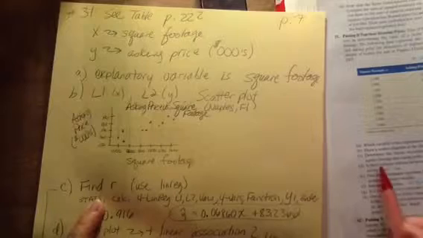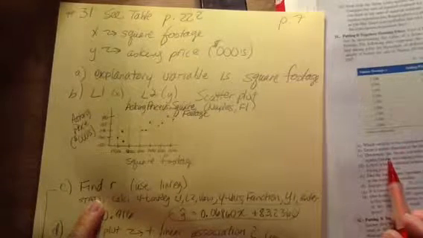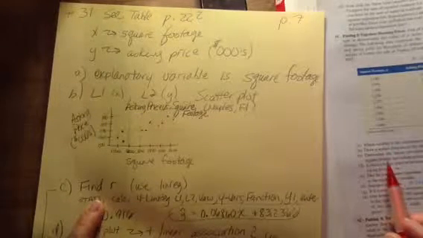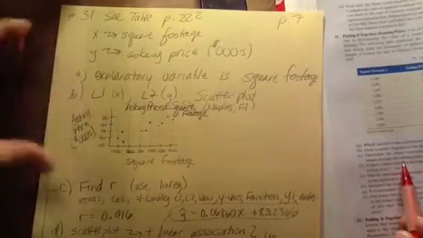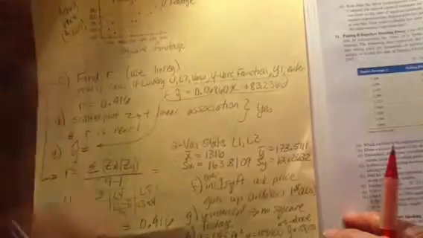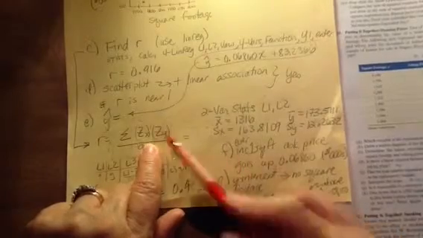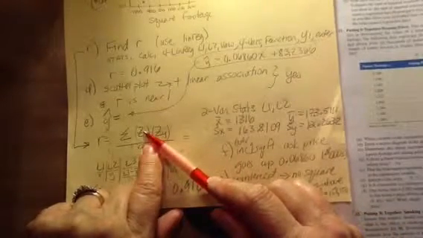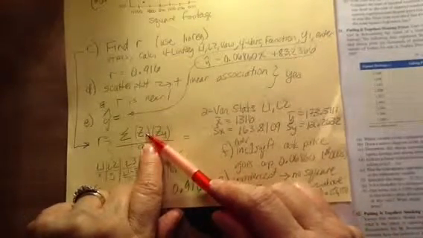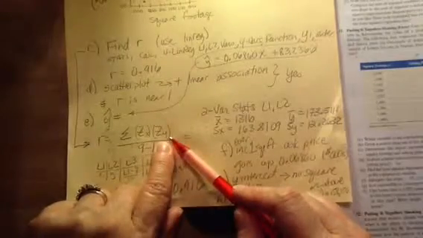Part C says determine the linear correlation coefficient between the square footage and the asking price. Now they're asking us to do it the old way, by hand. So again, this is my formula. R equals the sum. Now remember, it was x minus x bar over the standard deviation. That is a z-score for the x times the z-score for the y.